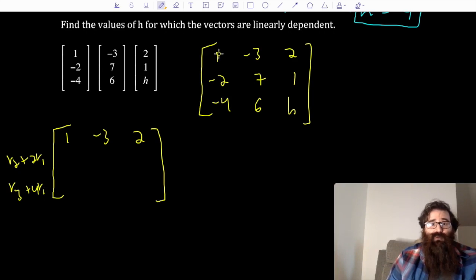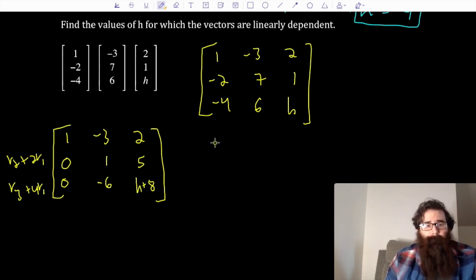I get negative 2 plus 2 gives me 0. 7 plus negative 6 gives me 1. 1 plus 2 times 2, or that's 1 plus 4, gives me 5. And then working in row 3's entries, negative 4 plus 4 gives me 0. 6 plus 4 times negative 3, so that's 6 plus negative 12 is going to give me negative 6. And then here I'm going to get h plus 4 times 2, or that's h plus 8.